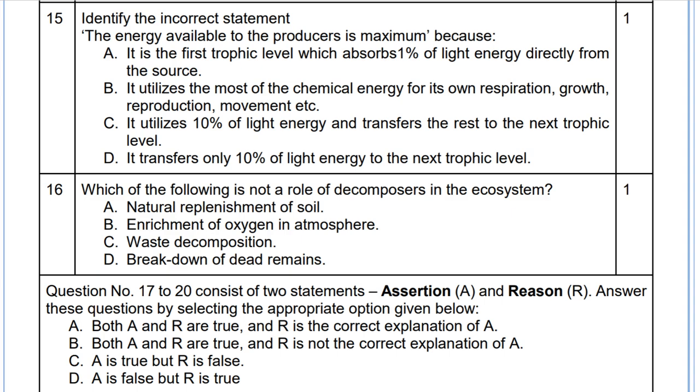Question 17 to 20 consist of two statements, assertion A and reason R. Answer these questions by selecting the appropriate option given below. A. Both A and R are true, and R is the correct explanation of A. B. Both A and R are true, and R is not the correct explanation of A. C. A is true but R is false. D. A is false but R is true. Correct answer is C. A is true but R is false.